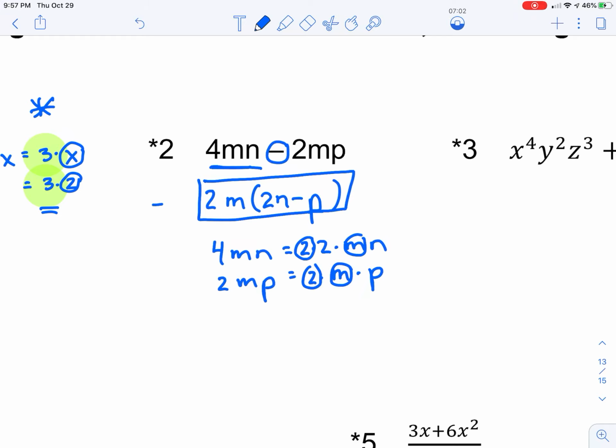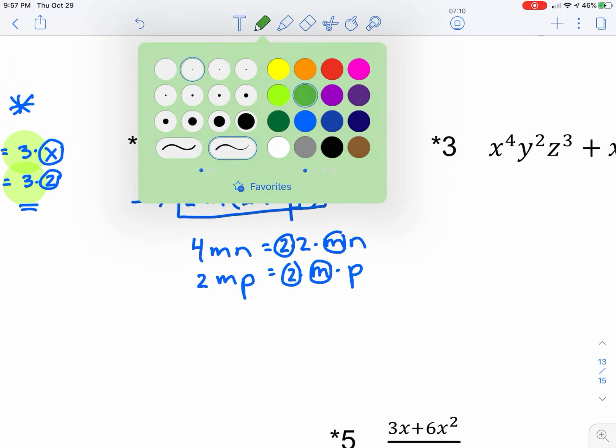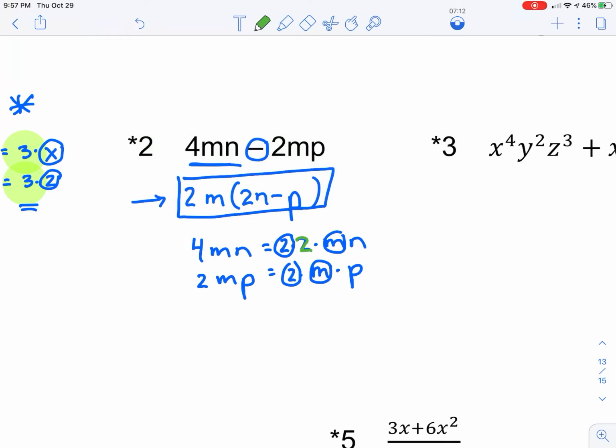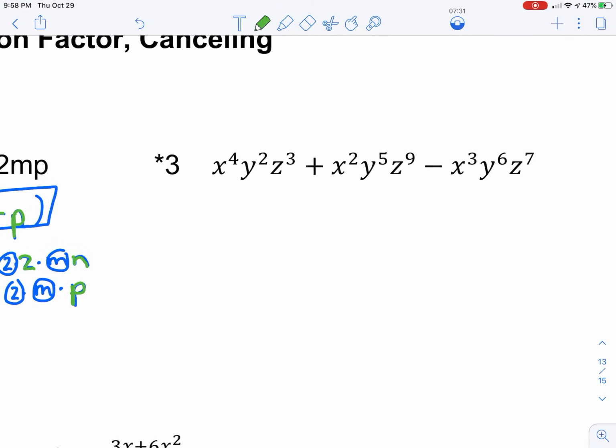They both have a 2 and they both have an m. And look, that's what we factored out to start with, isn't it? And then everything else went back into, let me put those in green, everything else went back into the parentheses. So we pulled out the 2m, and back inside we put the 2n minus p. Okay, let's look at 3, because 3 is a really long one.